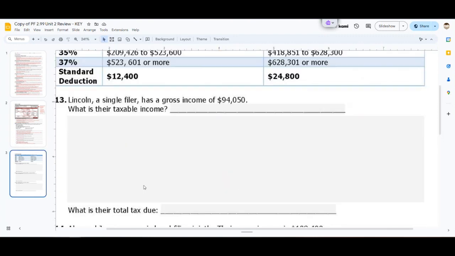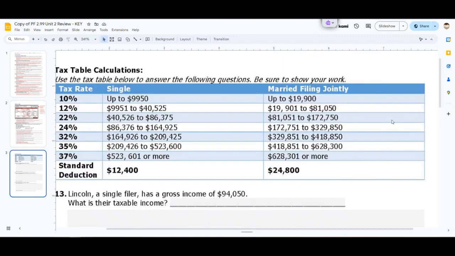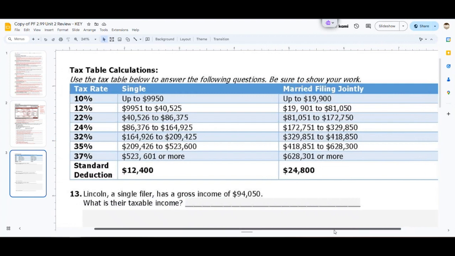All right, almost done. Moving on to the last page. We're faced with a couple of examples again of calculating taxes using tax brackets. So again, we're given a tax table, various percentages, dollar ranges, and standard deduction.